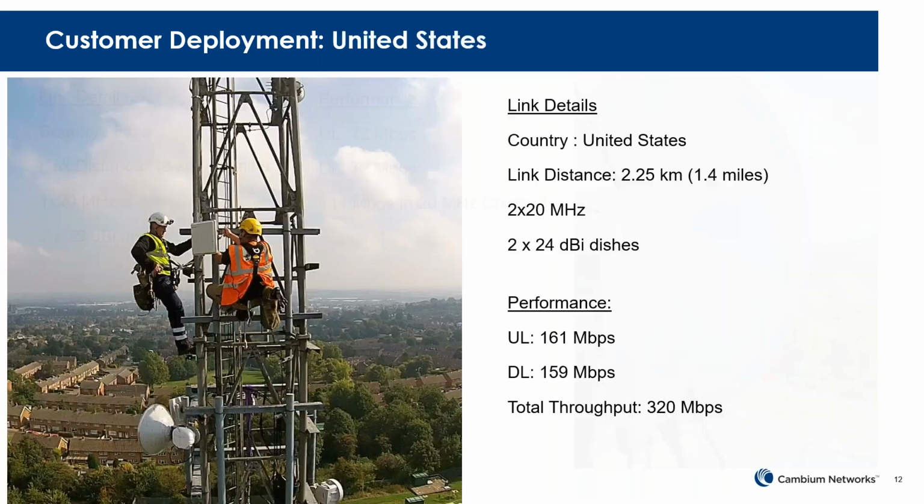Next one I have is in the US. This is a short link, only a 1.4 miles link, in a very high interference area, and we're using two of the narrow channels, two 20 megahertz channels, with a 24 dBi dish. If you look at the picture, it's an intact version, and the total throughput is 320 megabits in this case.